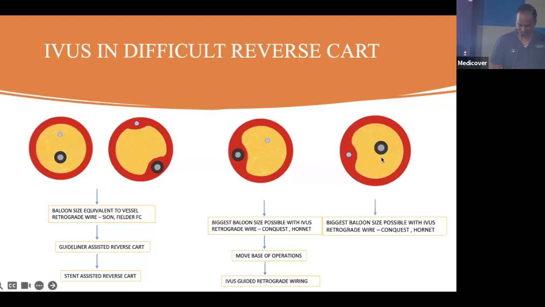And when your antegrade is in intima and retrograde is in subintima, again take the biggest balloon size possible with IVUS, and your retrograde wire should be, see, you have to go across this flap, so it should be as stiff as possible. Either take Conquest or Hornet and penetrate through it, or you can also use IVUS-guided retrograde wiring again. Or you can just do a retrograde knuckle for subintimal entry as well.